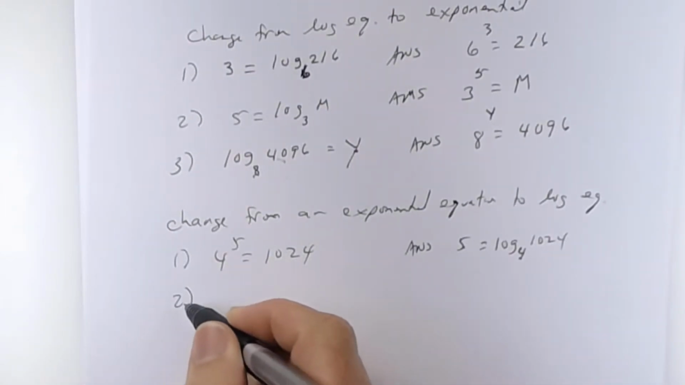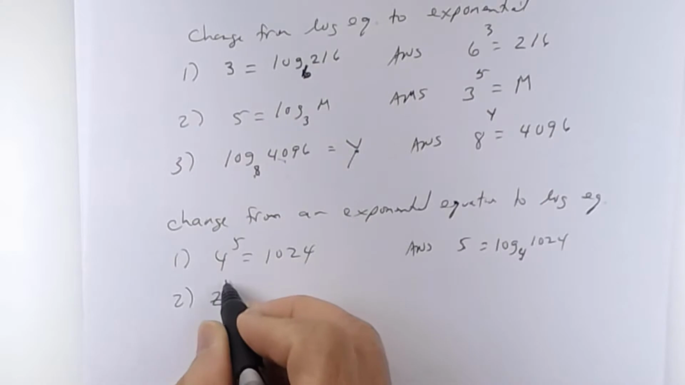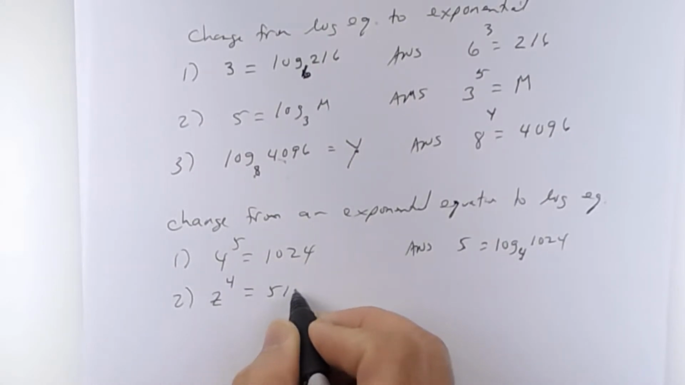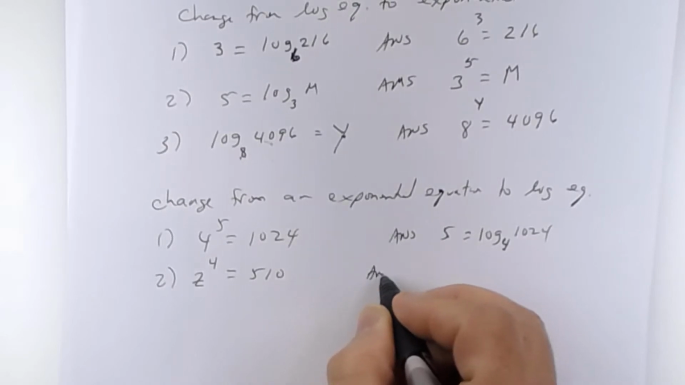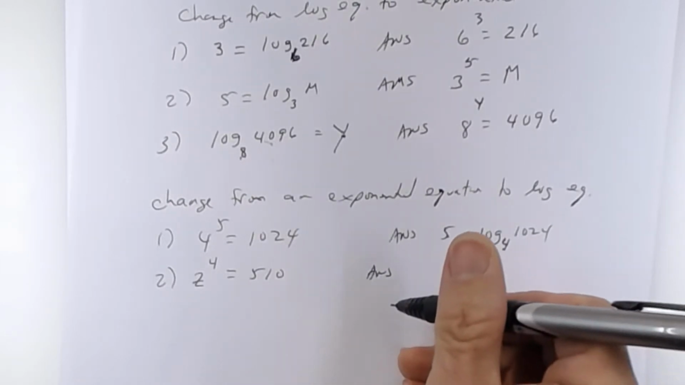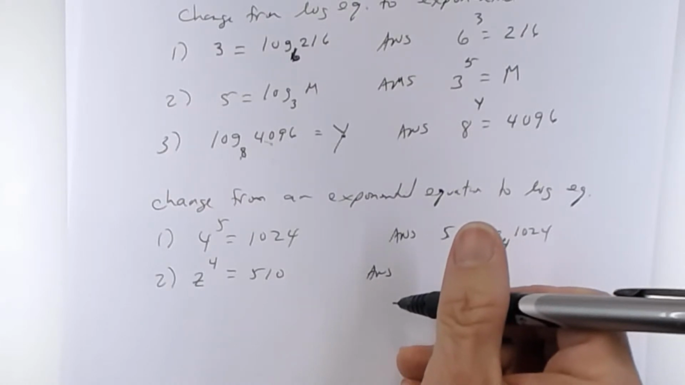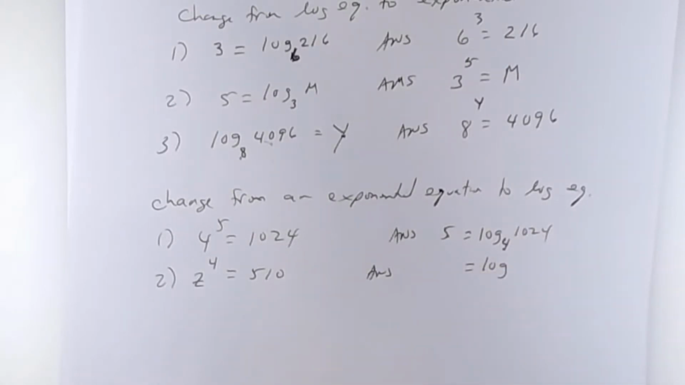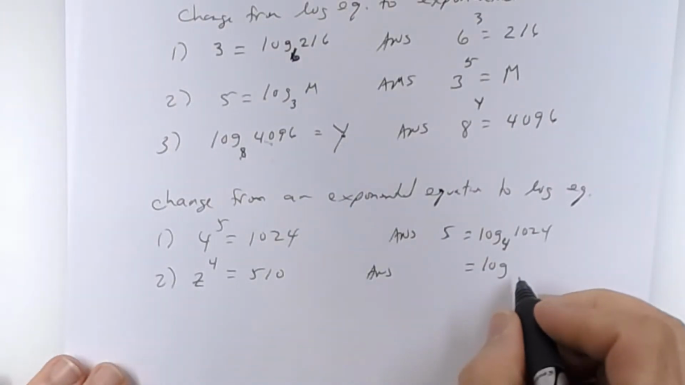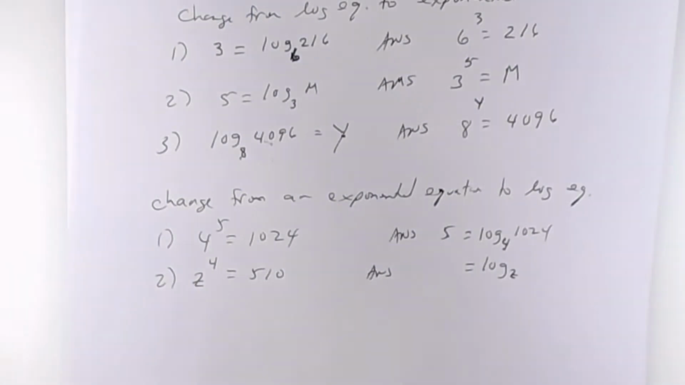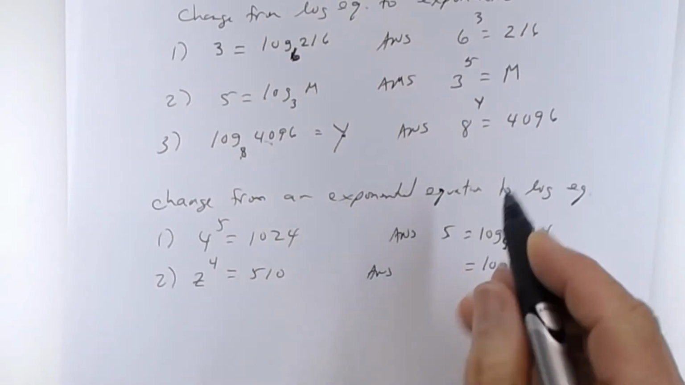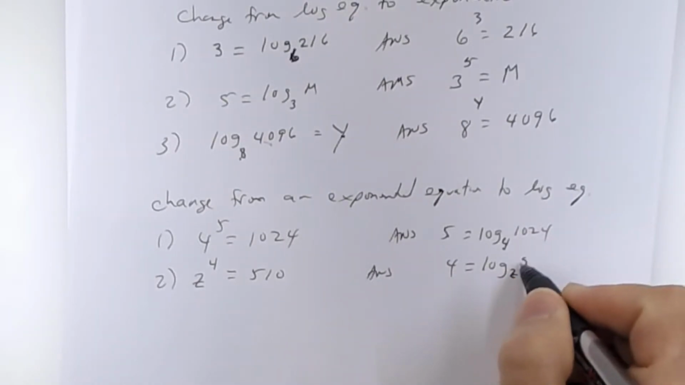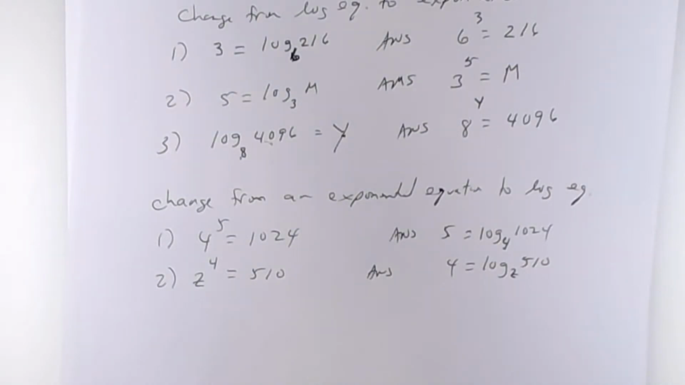Number 2, suppose you had z to the 4th equals 510. So you're going to have equal log, right? What's the base of that logarithm? z. Oh, that is a z. So write it as a subscript, though. Make it look like a subscript. So then you're going to say this: z to my power, so what's my power? 4 equals the argument. What's the argument? 510. So there we go. That's it.